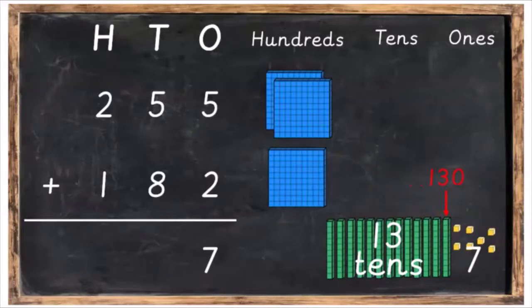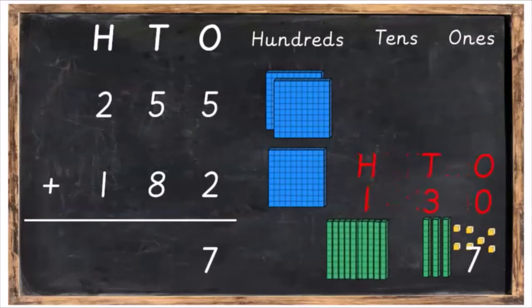So these 13 tens are actually equal to 130. And 130 has 100, 3 tens, and 0 ones in it. And we can separate them into their hundreds, tens and ones like this. 100, 3 tens and 0 ones.